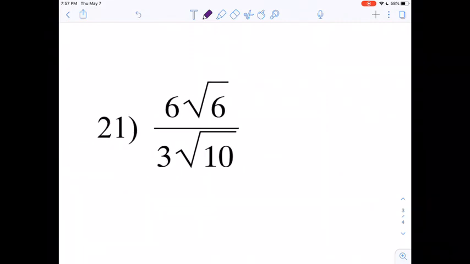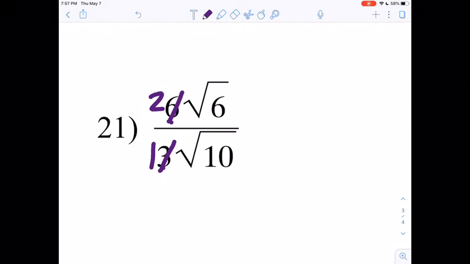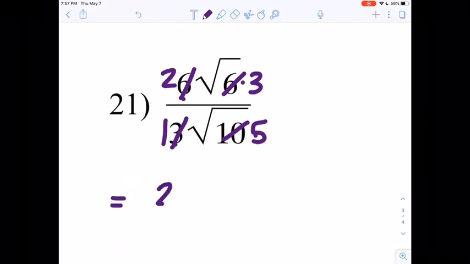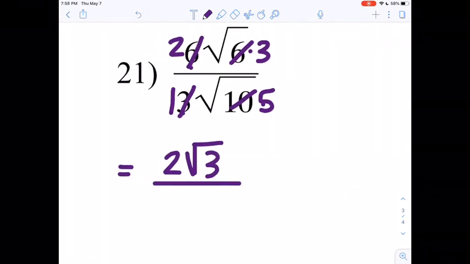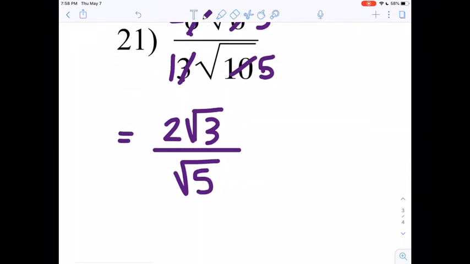So with number 21, I would simplify first, rationalize the denominator last, if that's the case. So I see a 6 and a 3 on the outside, so those can be simplified, right? 6 over 3, that becomes 2 over 1. And we can actually simplify the insides too, right? What goes into 6 and 10? Well, that's 2, so this becomes 3, and that becomes 5. So what I have right now is 2 root 3 in the numerator, and in the denominator, I have the square root of 5. Okay, well, I can't simplify further.